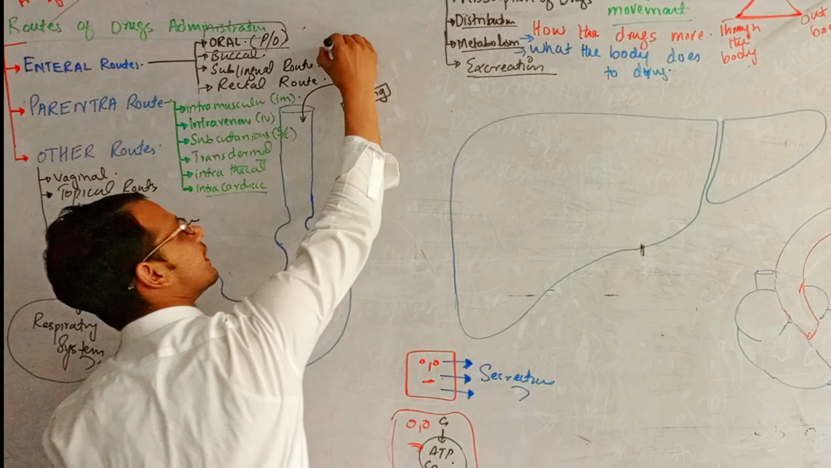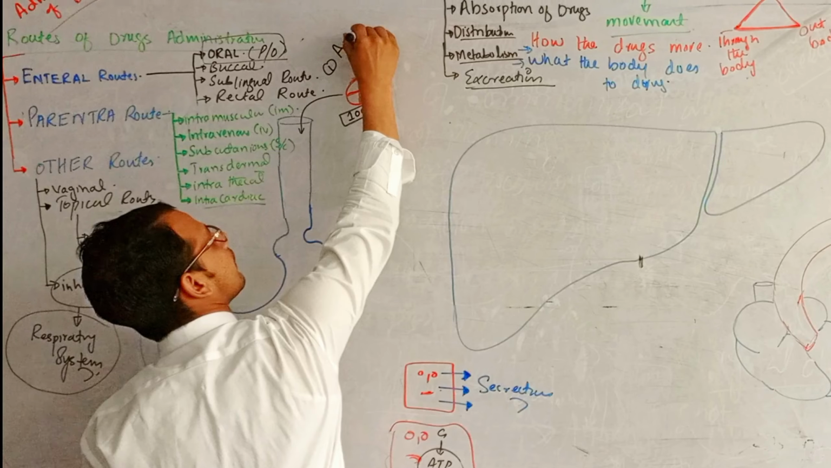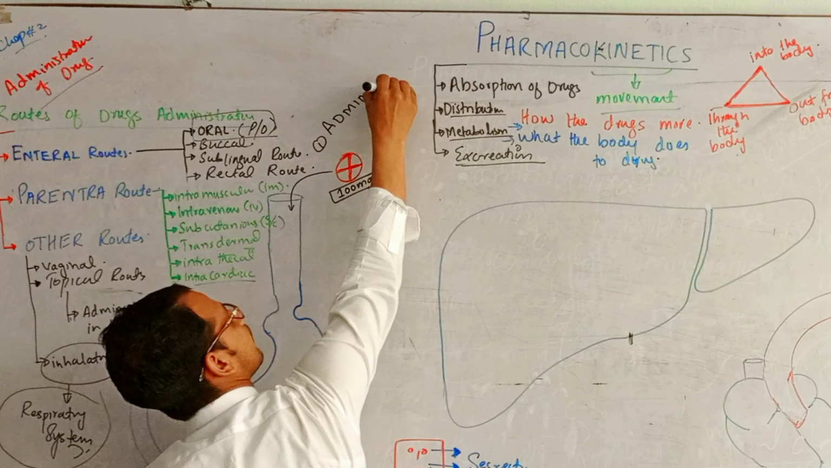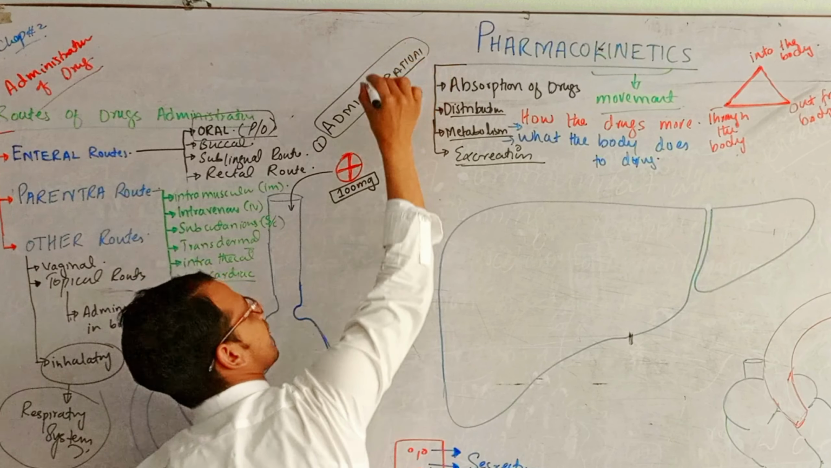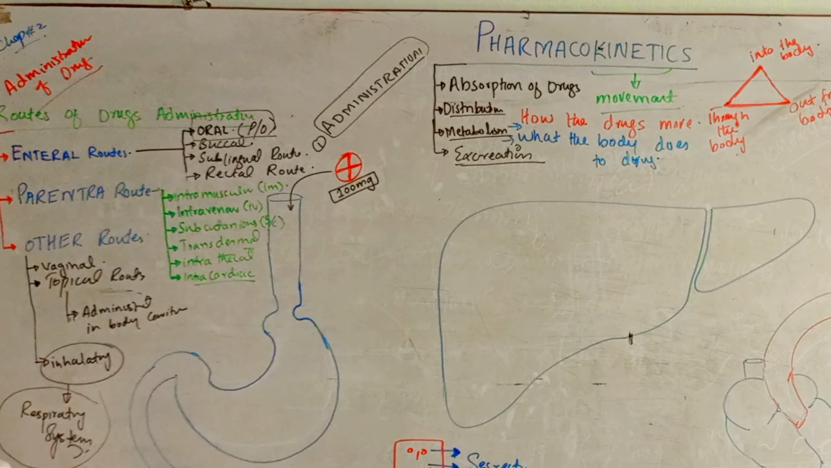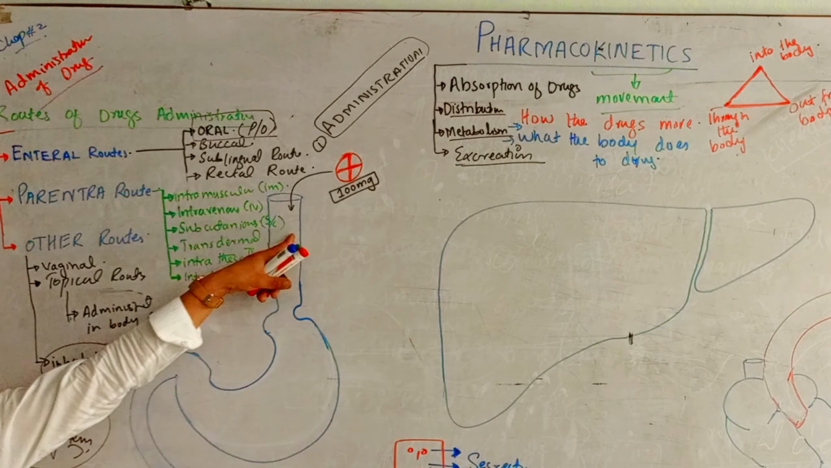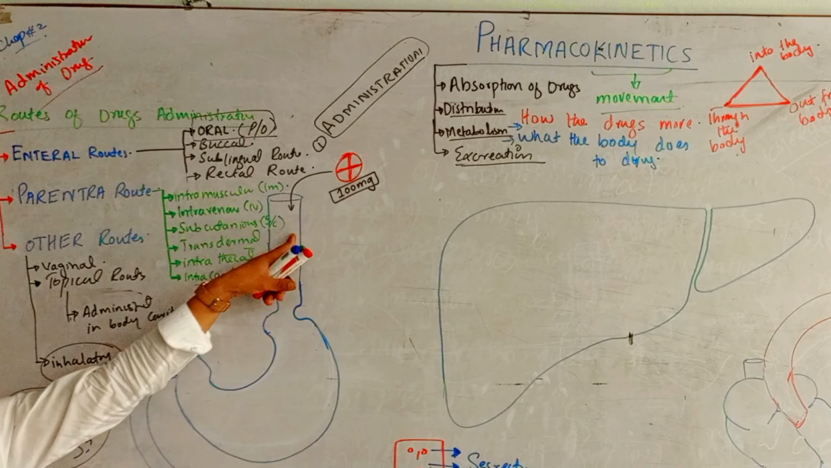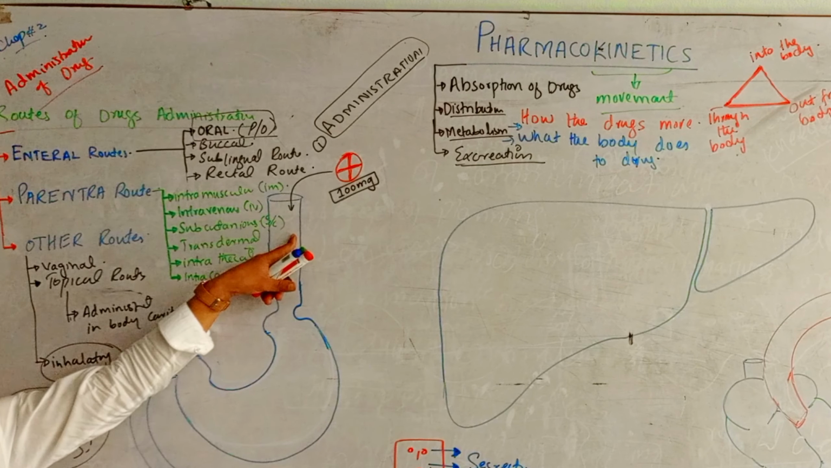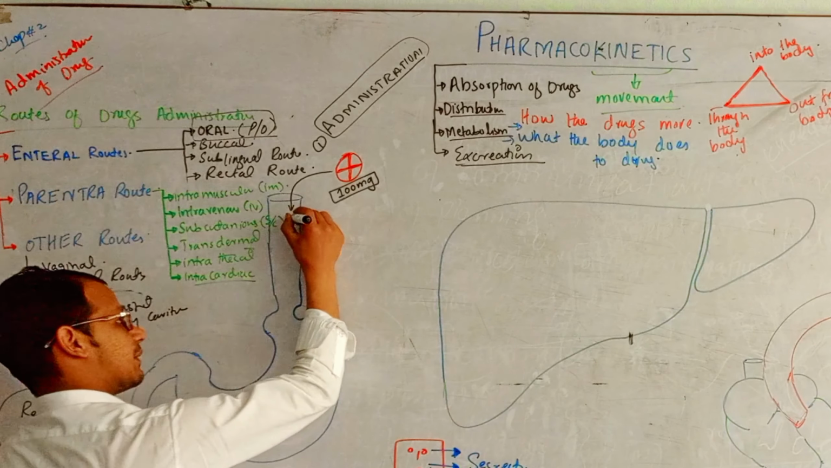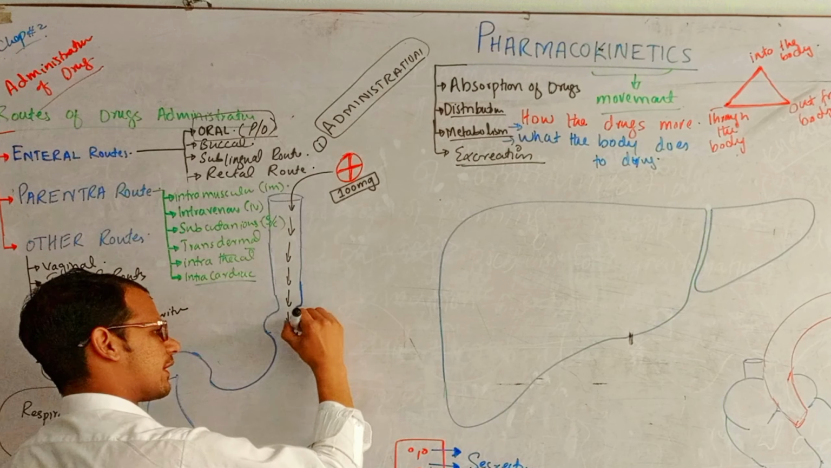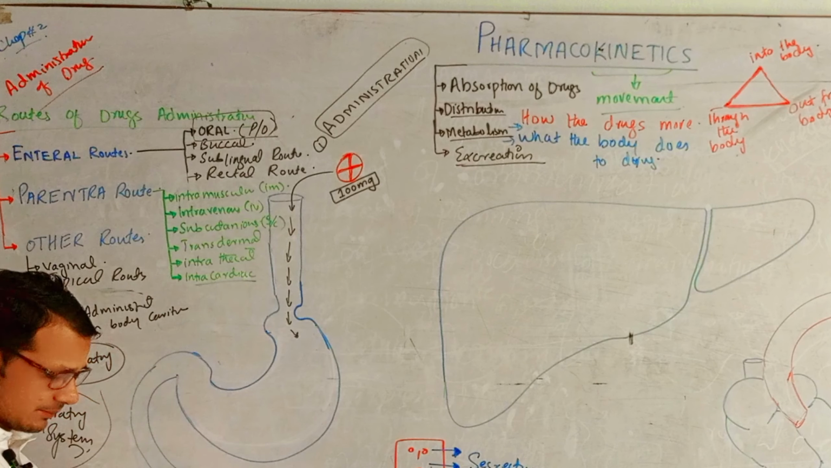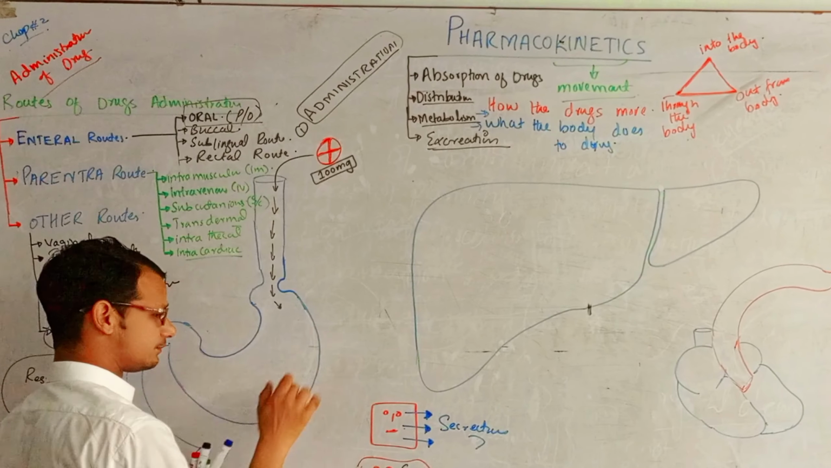This is the first step: administration of the drug, right? We administer this drug through the mouth, so it is called the oral route. You will represent it by PO, per oral, right? This is called administration of drugs. Here, which type of cells are present in the stomach?